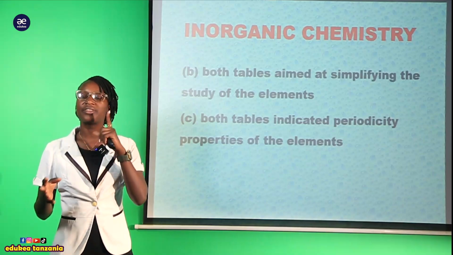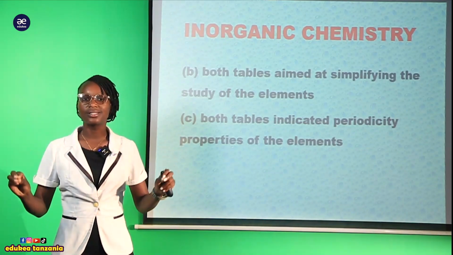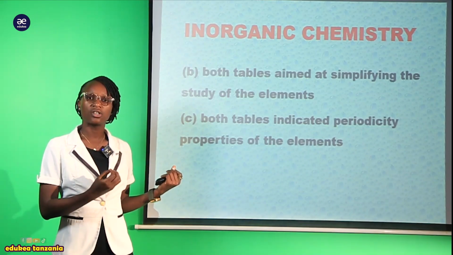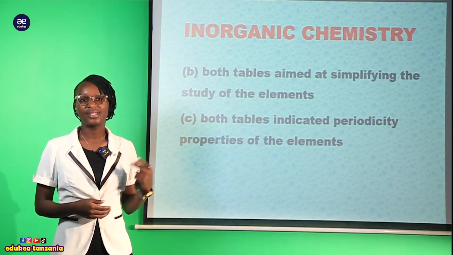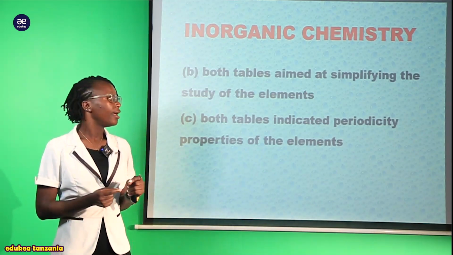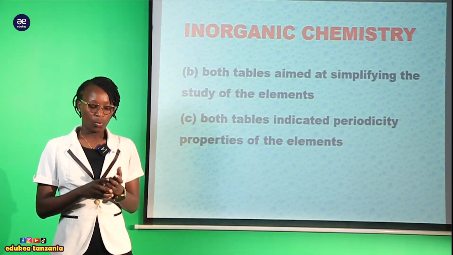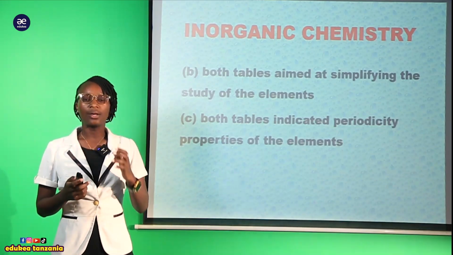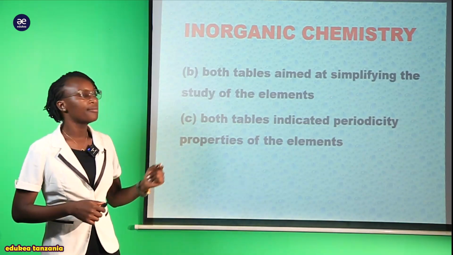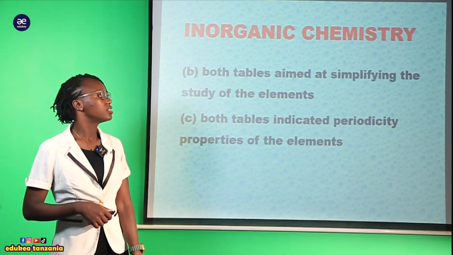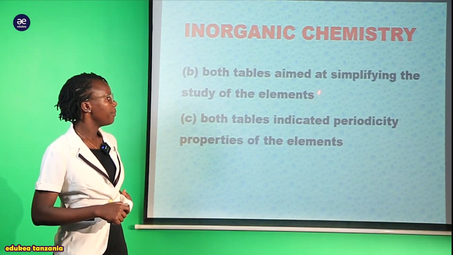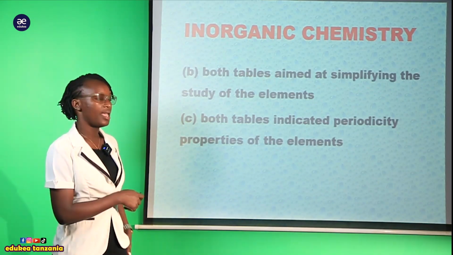Ndio maana tunaona kwamba most of the fields, most of different aspects, they tend to use knowledge and concepts of the elements we are studying here in the periodic table. So now lengo la kufanya hiyo, walikuwa wame-aim kuweka hiyo table ili kuweza kusimplify, kurahisisha usomaji wa hizo elements. So this was the aim for both scientists, Mendeleev and the modern periodic table. Kwa hiyo utaona kwamba both tables aimed to simplify the study of the elements.